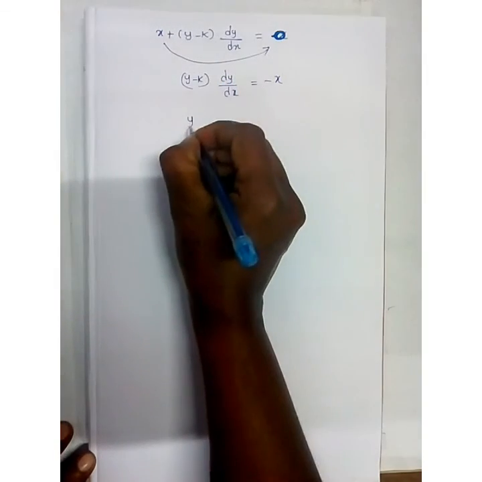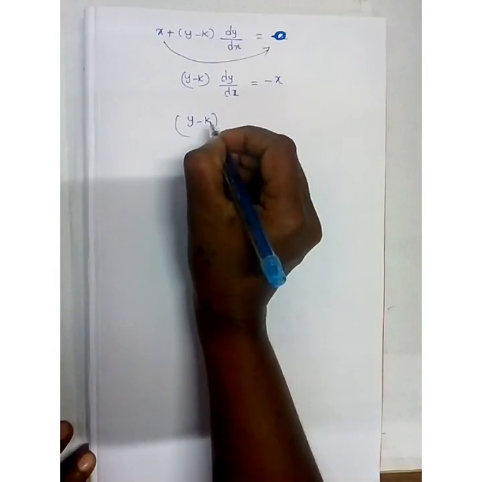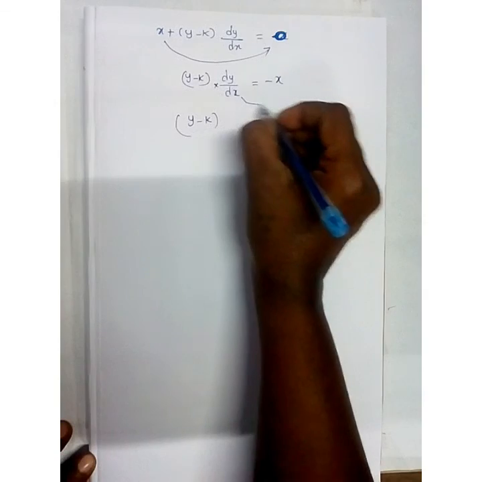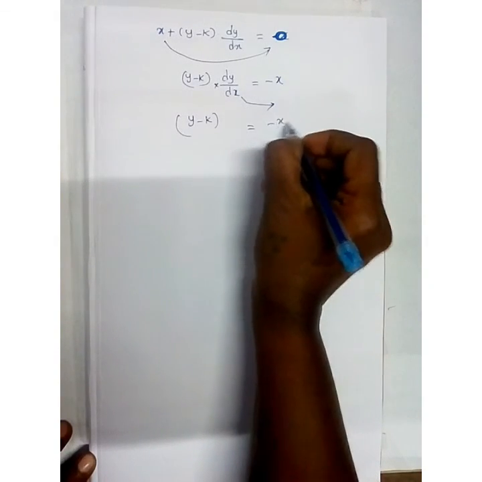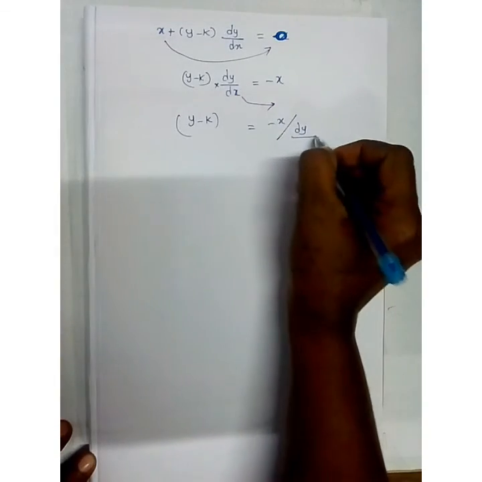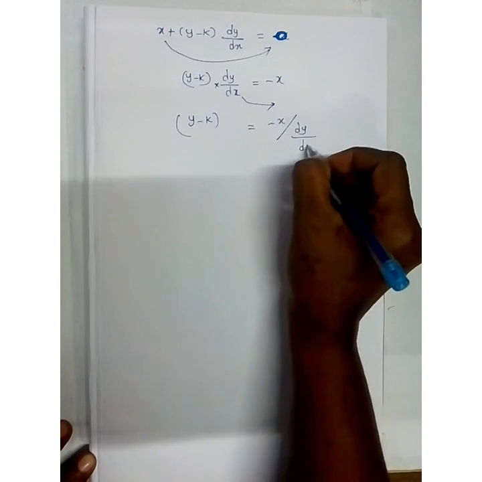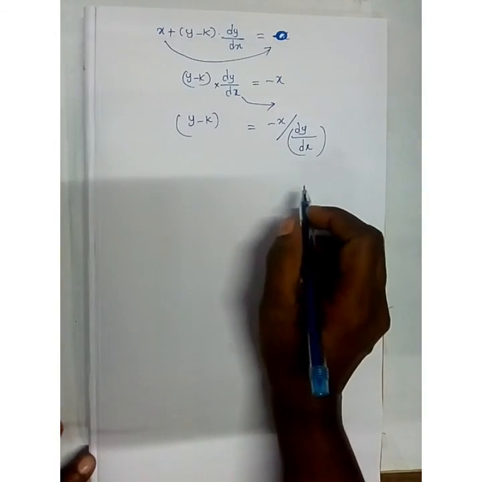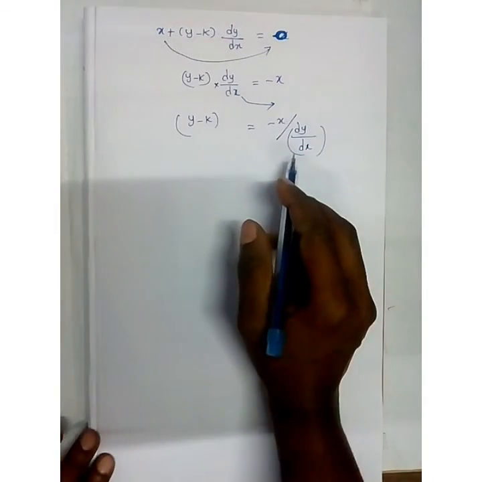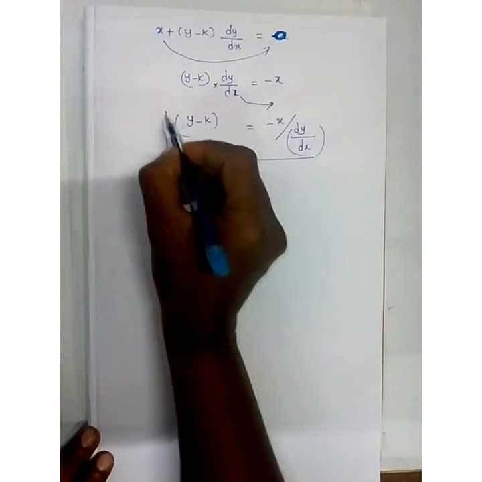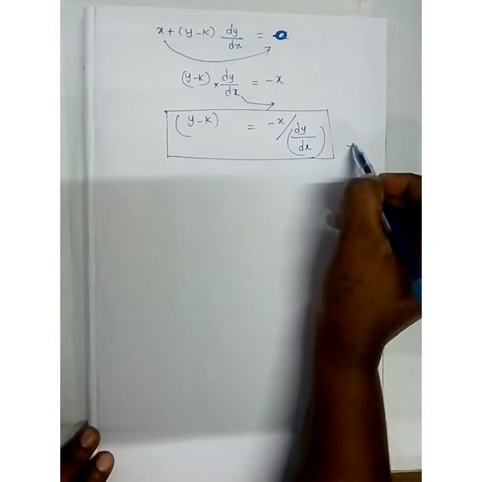From this I need only the y minus k term. It is in multiplication manner, so when it goes to the right side it will become division manner. So it will become y minus k equals minus x divided by dy by dx. This is our equation number 2. Keep it as equation number 2.